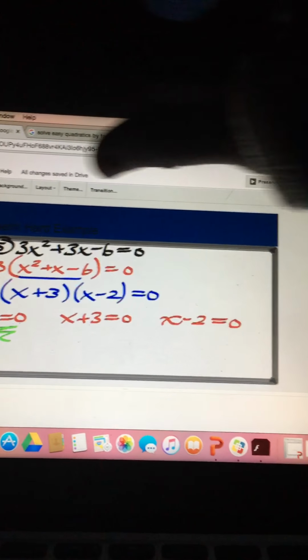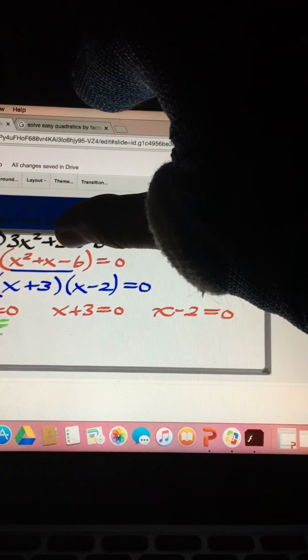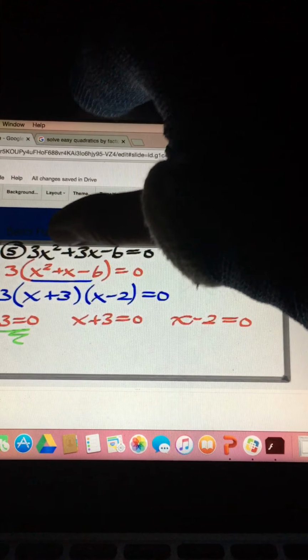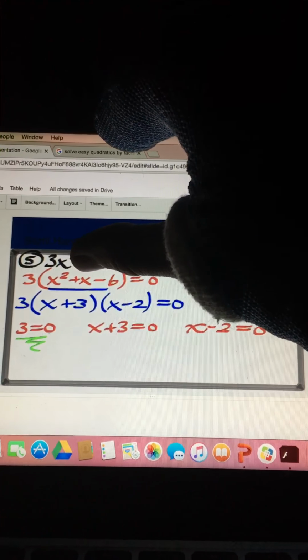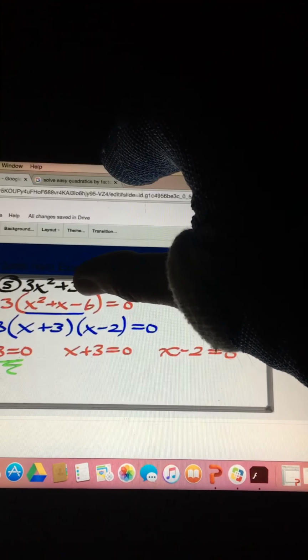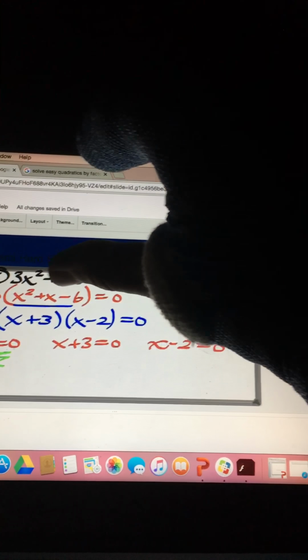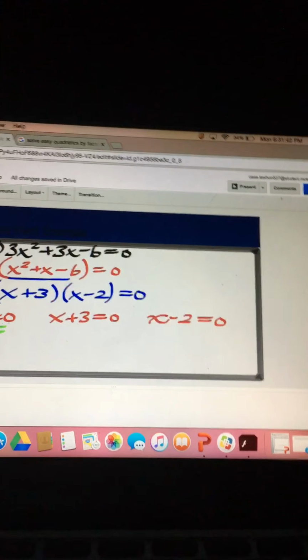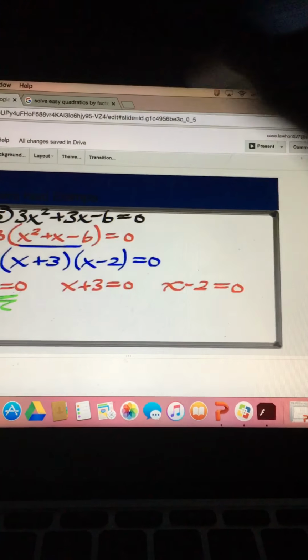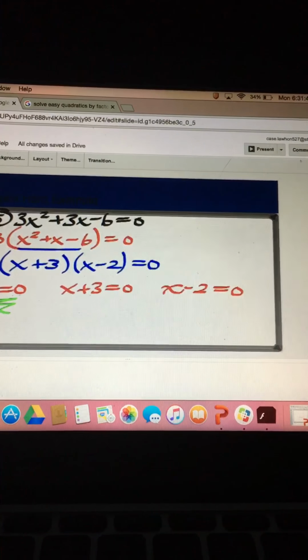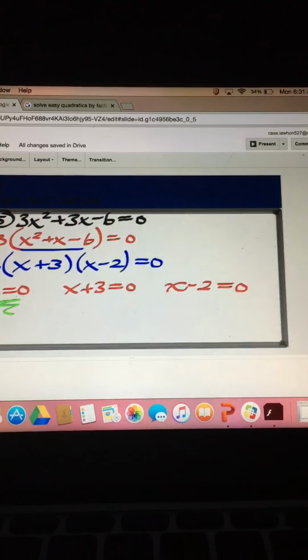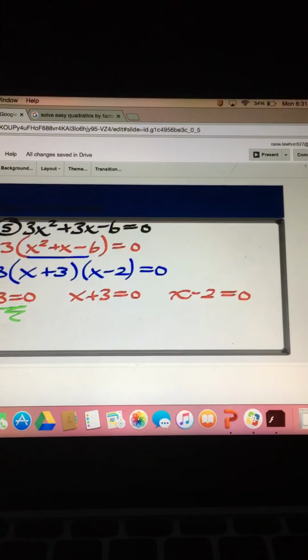You're going to find two numbers that multiply to equal negative 6 and add together to equal positive 1. So 3 and negative 2 multiply to equal negative 6, and 3 minus 2 equals a positive 1. So what you're going to do is take your 3 down and make it (x plus 3)(x minus 2) equals 0.